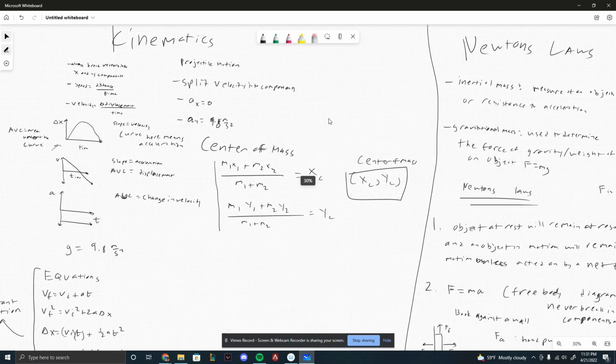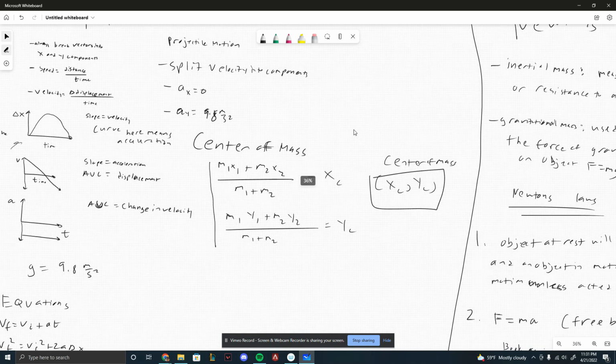In Physics 1, you are required to know center of mass. I don't think it's in the kinematics unit, but I'm just bringing it up here. I think I did this honestly in the rotational equilibrium unit with torque and dynamics, but that's fine. We'll bring it up here.